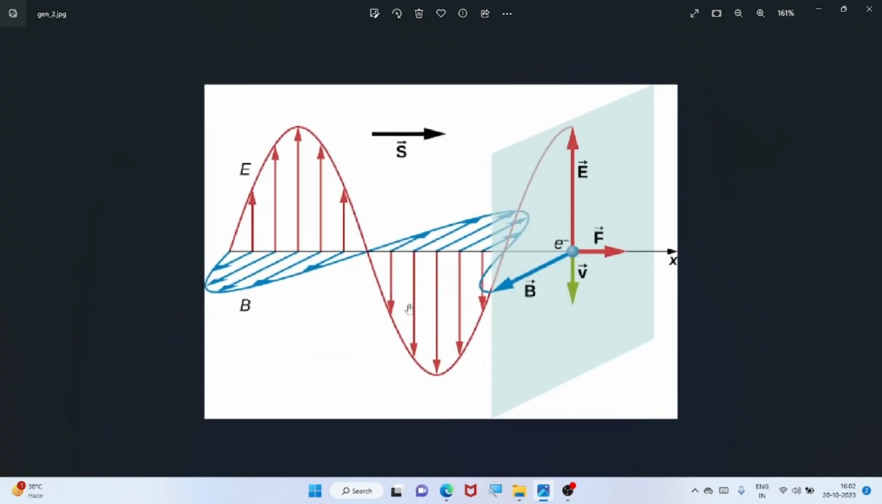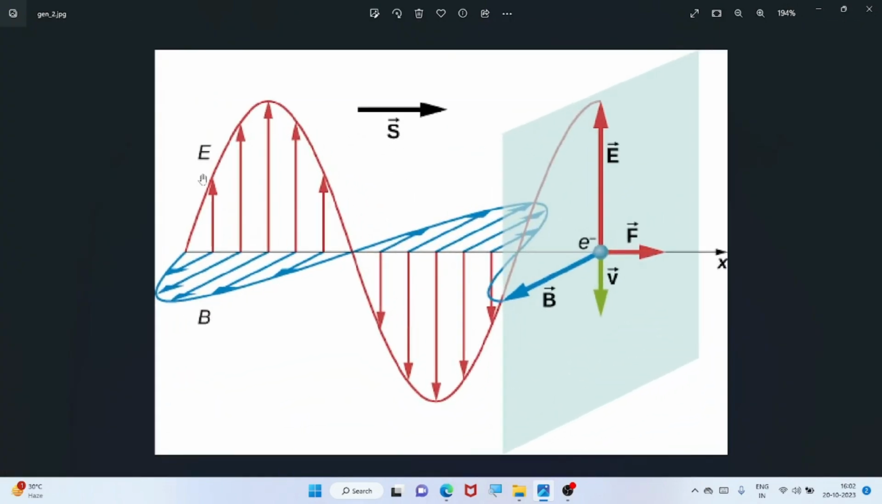See, this is how an electromagnetic wave looks. This is the electric field component, the red, and this is the magnetic field component. Electric field and magnetic field are perpendicular to each other, and they are perpendicular to the direction of propagation of the wave. If I say E is in the X direction, B will be Y, and Z is the direction of propagation. So all three are perpendicular. This is the direction of propagation of the wave.